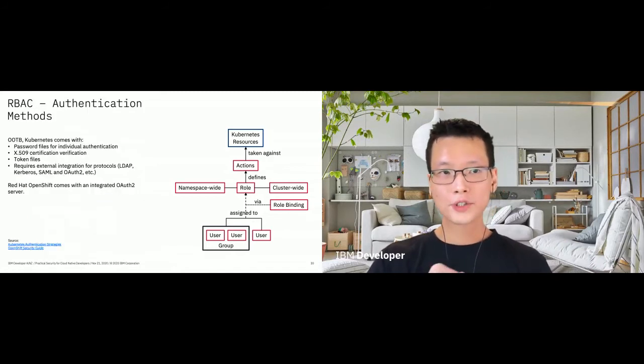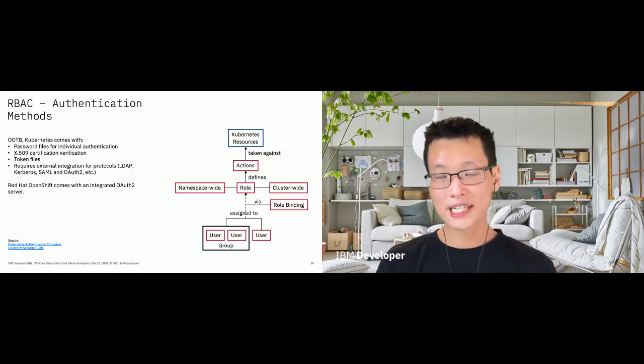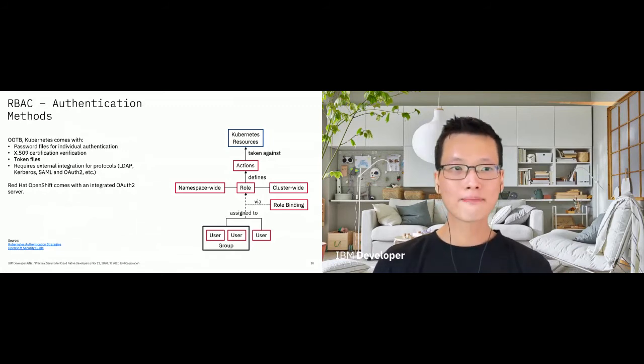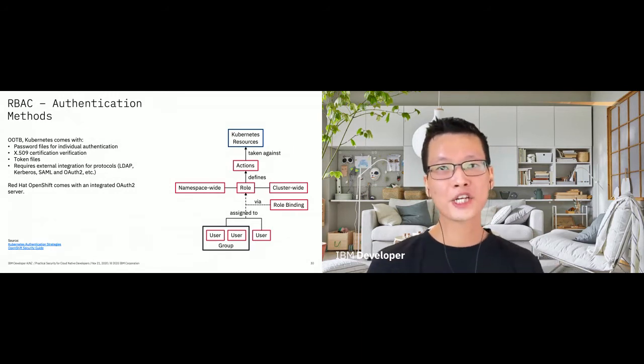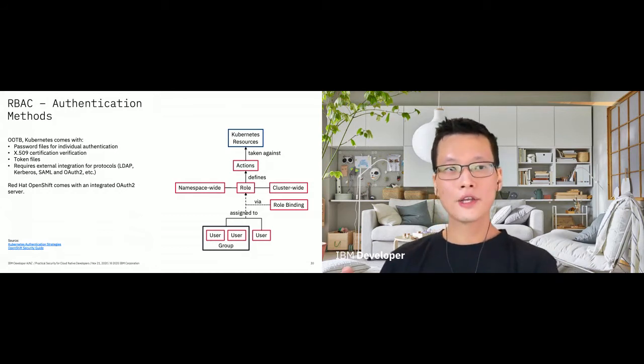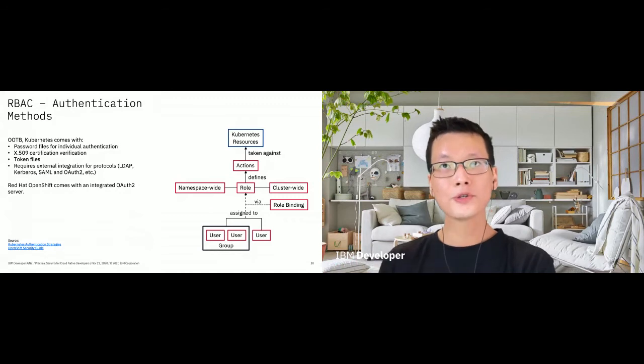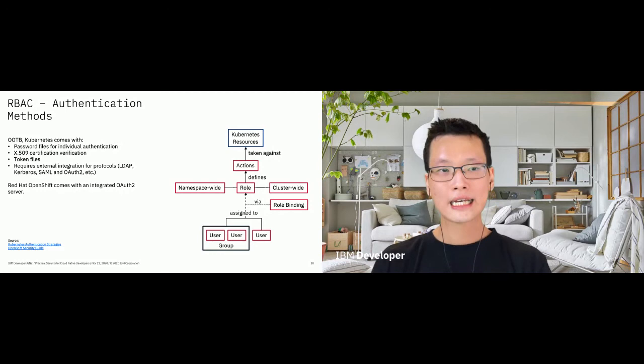So in order to sign into a Kubernetes cluster, Kubernetes out of the box comes with some authentication methods, like using a password file, which is the htpasswd file that you might be familiar with if you come from an Apache or PHP background. They use X509 certificate verification internally to manage the communication between the control plane components for Kubernetes, and they also have token files.